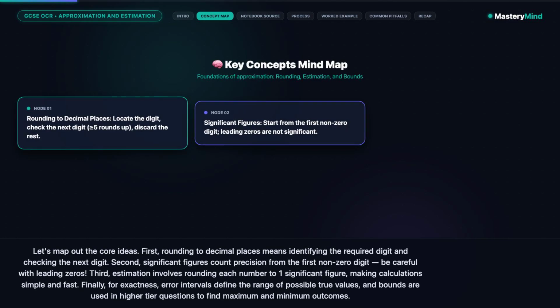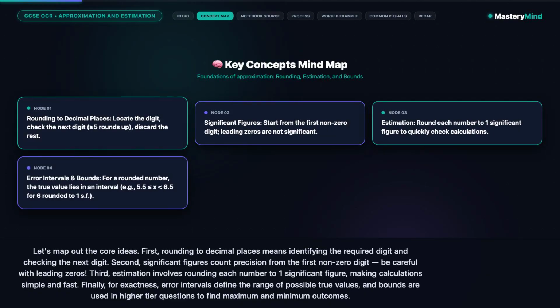First, rounding to decimal places means identifying the required digit and checking the next digit. Second, significant figures count precision from the first non-zero digit, be careful with leading zeros. Third, estimation involves rounding each number to one significant figure, making calculations simple and fast. Finally, for exactness, error intervals define the range of possible true values, and bounds are used in higher-tier questions to find maximum and minimum outcomes.